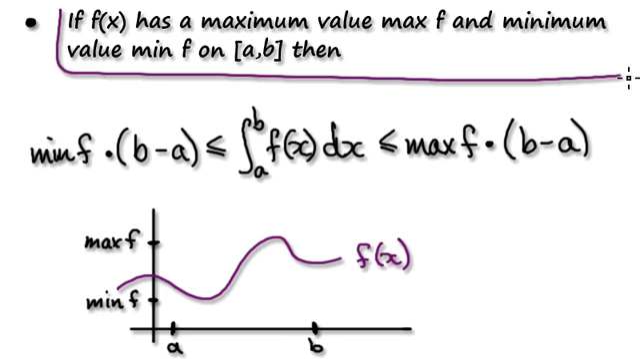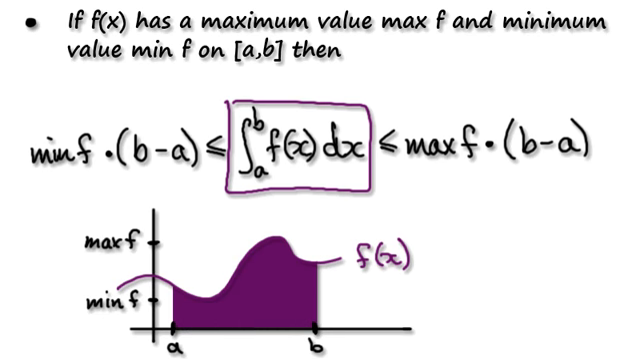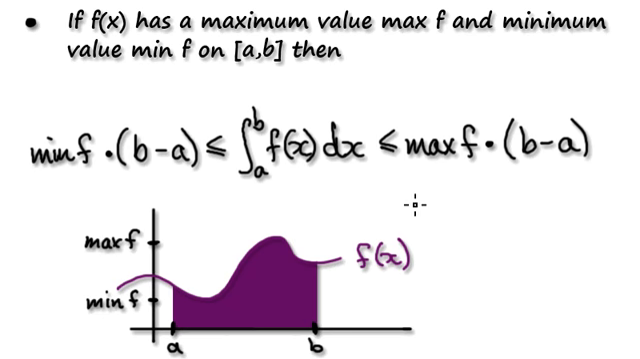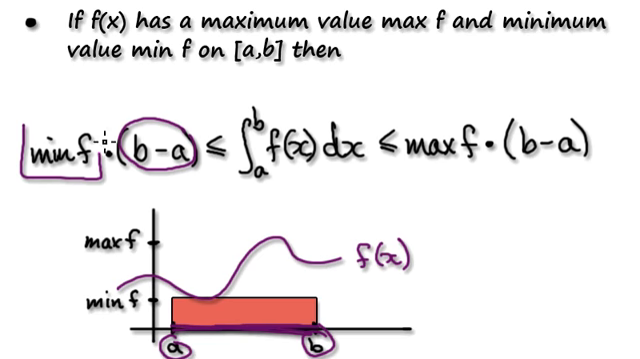So if this is the case, then the true area of the function, that's this area here, is always trapped between the minimum area. The minimum area would be this, okay. If you look at this here, b minus a would give you the length, and then you multiply by this value here.